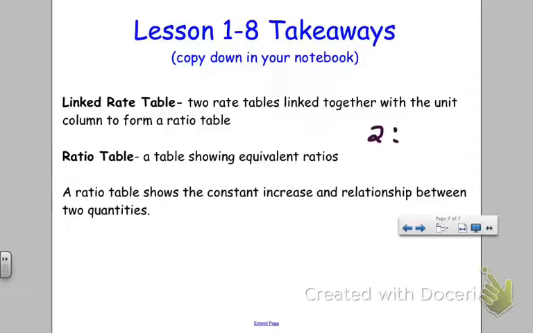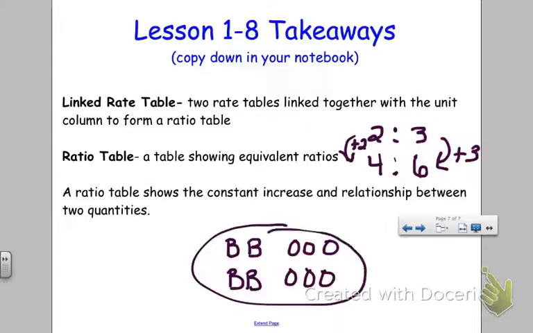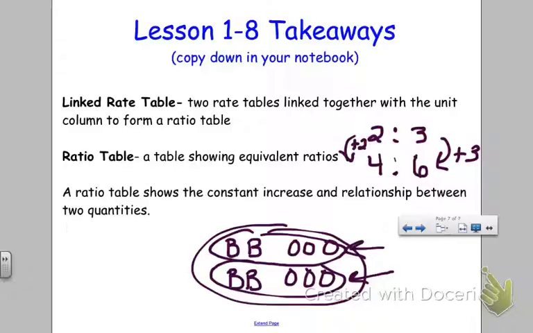We talked about 2 bananas to 3 oranges, and then we increased it by 2, and we increased this one by 3, and then we ended up with 4 bananas and 6 oranges. Well, that ratio bananas to oranges still stayed the same. We had 2 bananas and 3 oranges to start with, and then we added another 2 bananas and 3 oranges to get our 4 to 6. We are still talking about the same ratio every single time. Every single time it was still 2 bananas to 3 oranges, and we just kept increasing it by that same ratio, 2 to 3. Now a ratio table, remember, it shows the constant increase and relationship between 2 quantities.